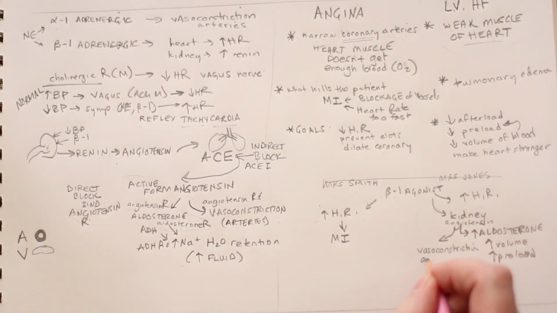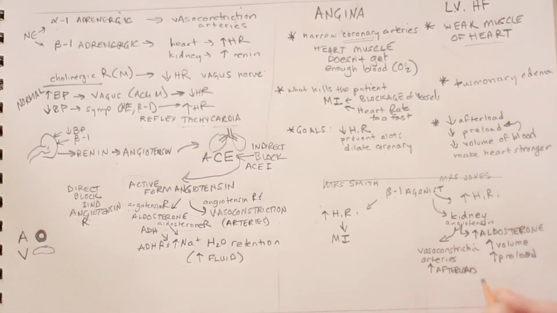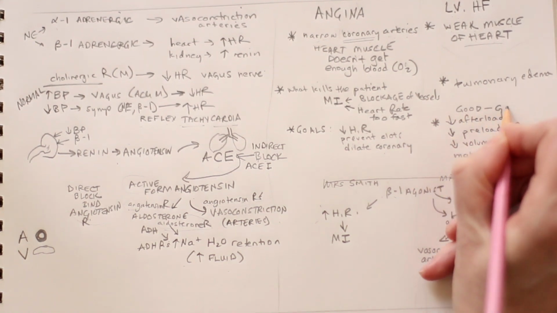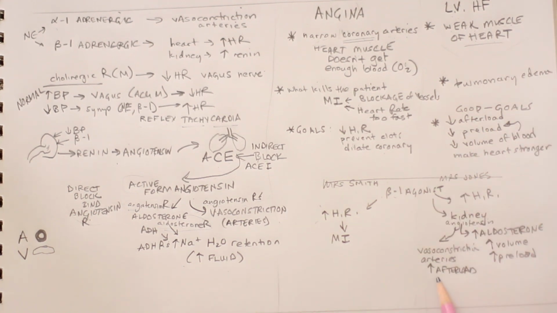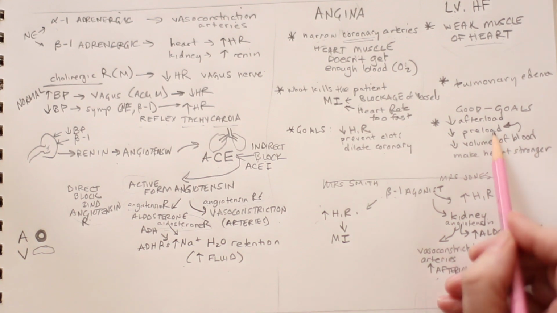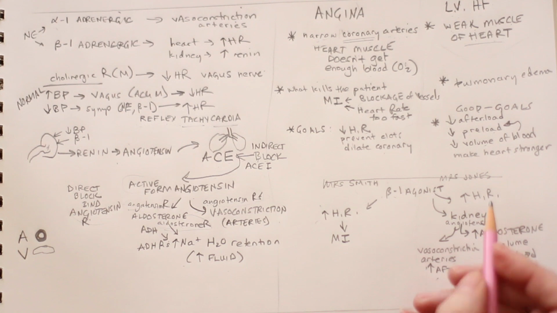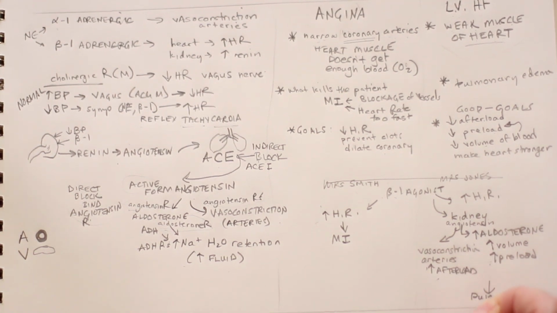Vasoconstriction, let's say, in the arteries, and so that increases afterload. Well, that's the opposite of good. What you want, these are the goals, right? You want to decrease afterload, and you just increased their afterload this way. You want to decrease preload and blood volume, but you just increased the volume and preload. So increasing afterload and increasing preload is what's going to kill Mrs. Jones. And she's going to die of pulmonary edema.